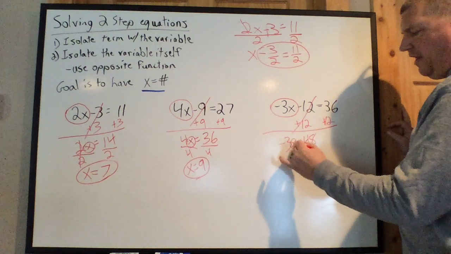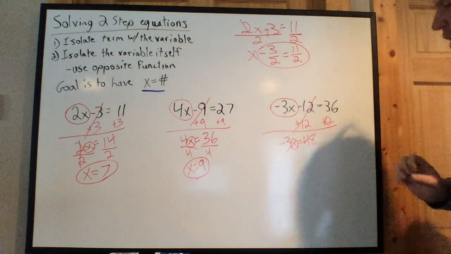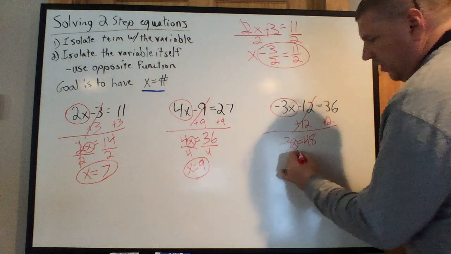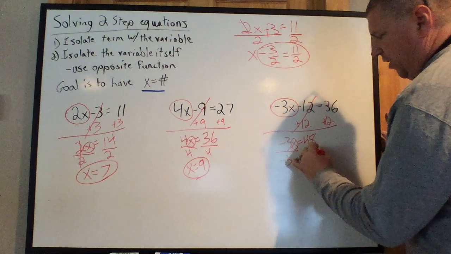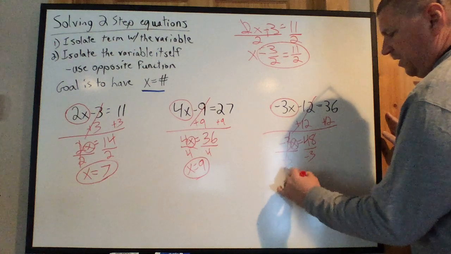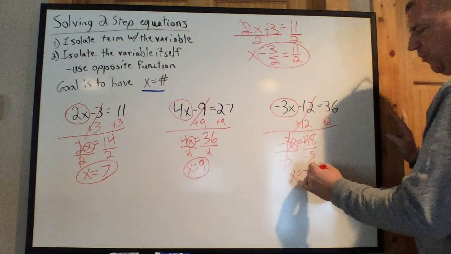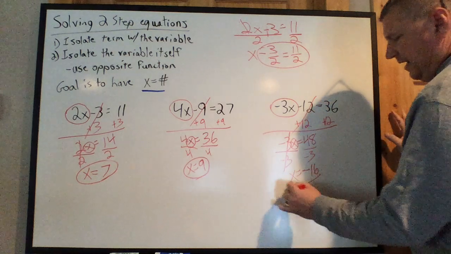There's my variable. I've got to get rid of what's on the outside of that circle, which is the multiply by negative 3. So we're going to divide by negative 3 on both sides. Those cancel. X equals positive divided by negative is a negative. 48 divided by 3 is 16. Gives me my final answer.